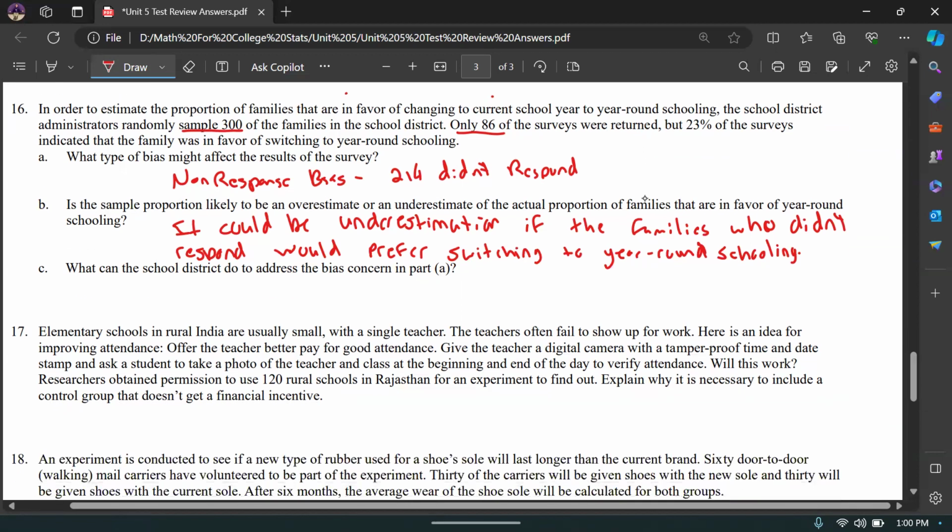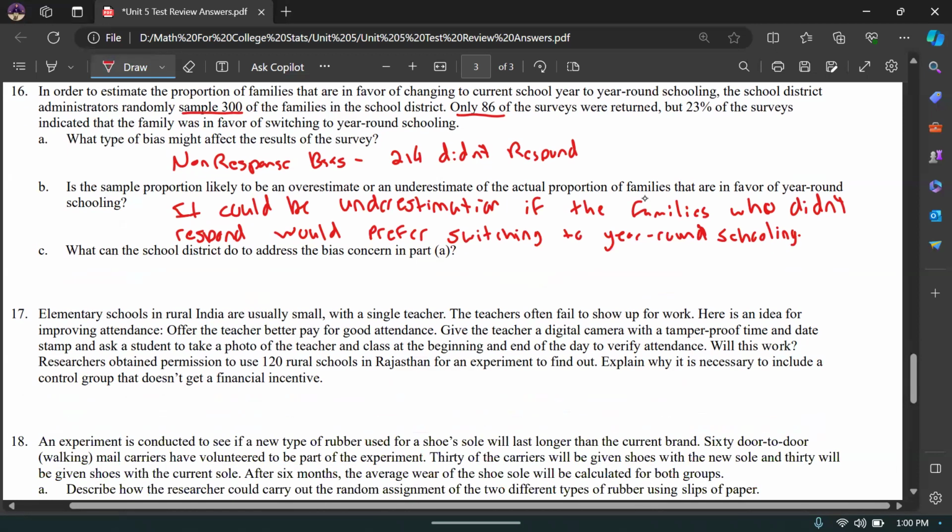Part C, what can the school district do to address the bias concern in part A? Well, to fix non-response, you got to get people to respond, right? So they can either call back or just reach out in general to get them to respond.